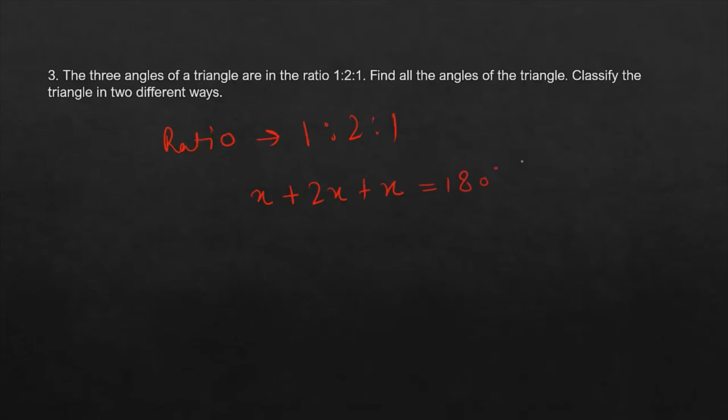We know because of angle sum property, है ना? x plus 2x plus x is equals to 180 degrees. कहाँ से आया? क्योंकि रेशियो जो है वो 1:2:1 था, which means 1x, 2x and 1x. So if we add them, we get 4x is equals to 180 degrees. So x की वैल्यू कितनी आएगी? 180 divided by 4, which is equals to 45 degrees.